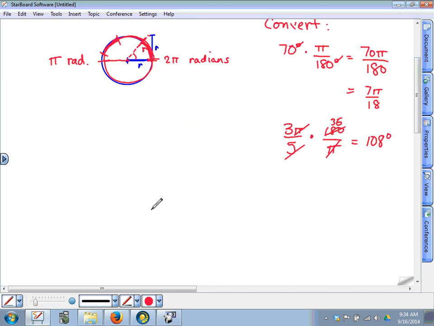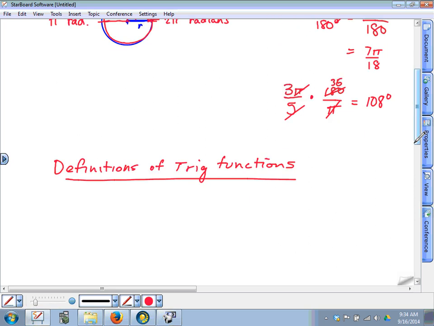The homework then goes into the definition, or definitions, of the trig functions. This you ought to remember. Sine theta, cosine theta, tangent theta. What's the definition of the sine of an angle theta? The sine is opposite over hypotenuse.